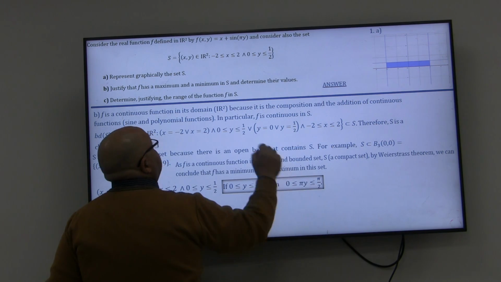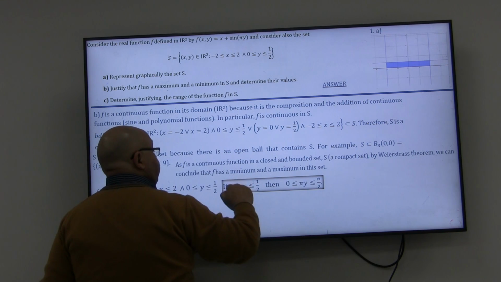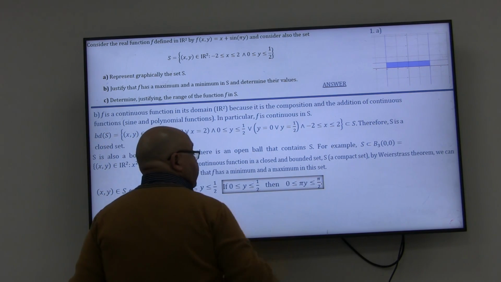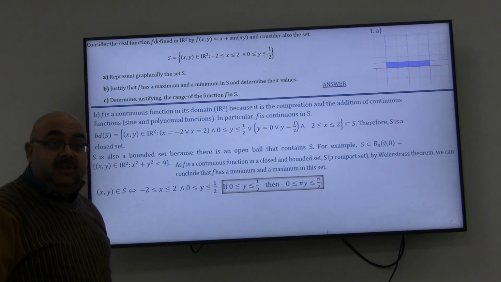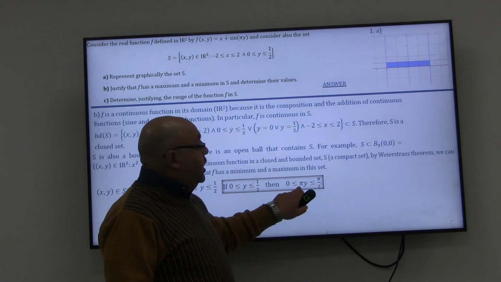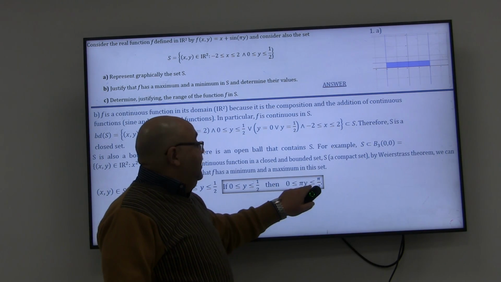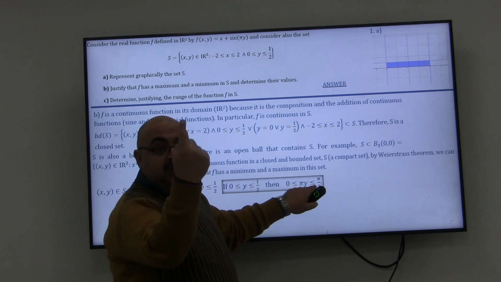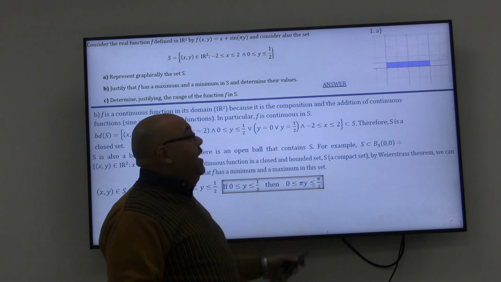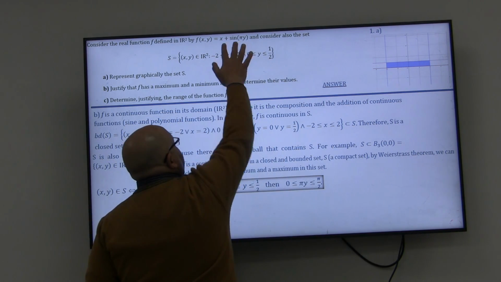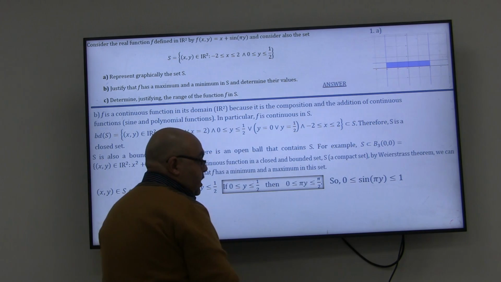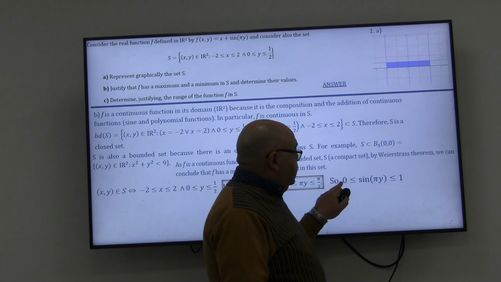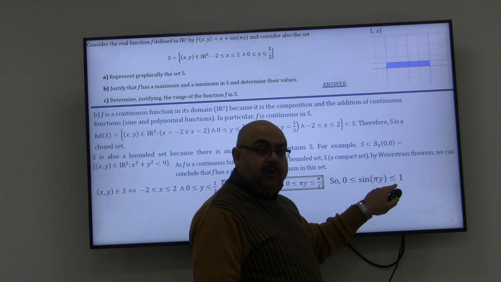That's the case. Then I will take the sine of all three parts. Sine 0 is going to equal 0. This is going to be sine of pi y, and that's going to be sine 90, and sine 90 is +1. Now I have this part of my function already between greater than or equal to 0 and less than or equal to 1.